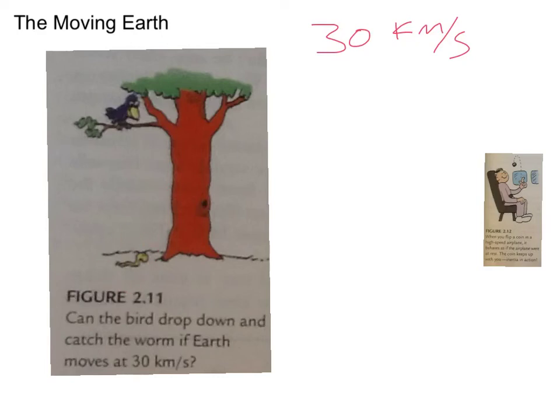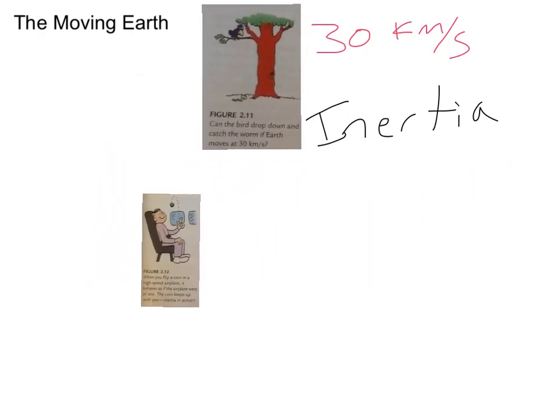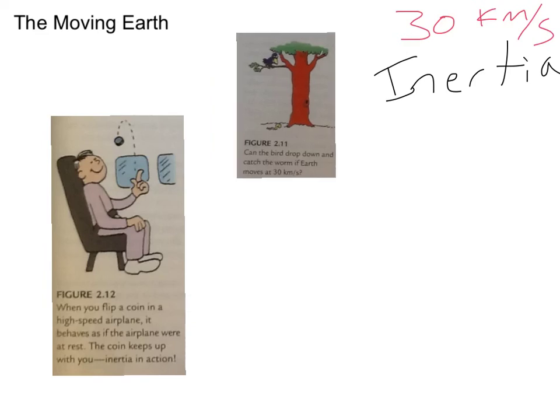So they didn't have this concept of inertia to begin with, and so it was very difficult for them to understand the moving Earth. However, since we know about inertia now and we have an understanding of it, it makes total sense that the bird moving with the Earth when it drops down will continue to move with the Earth because of its inertia.